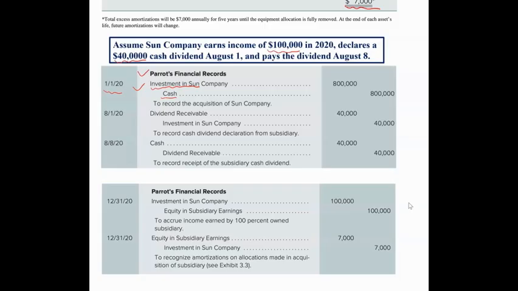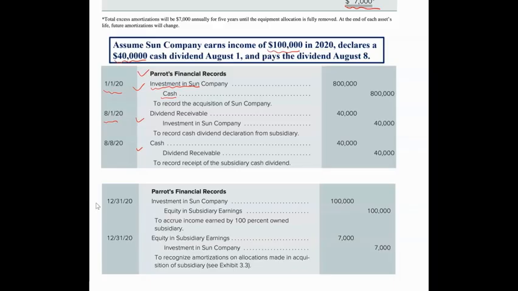All right, and then on August 1st of the year, when the dividend is declared, the parent company is going to debit dividend receivable and at the same time credit investment in subsidiary. Assume you are the parent: whenever dividends are paid, it reduces your equity balance, right? Then when the dividend is received, we'll debit cash and credit dividends receivable. Okay, and then let's move on.